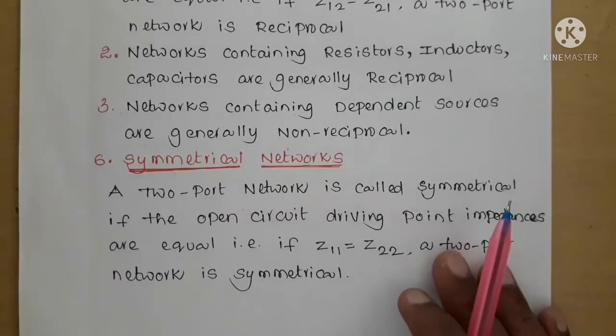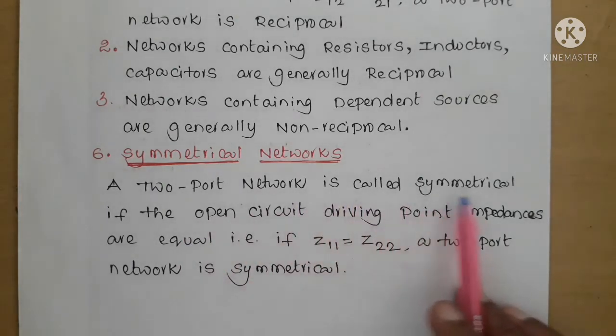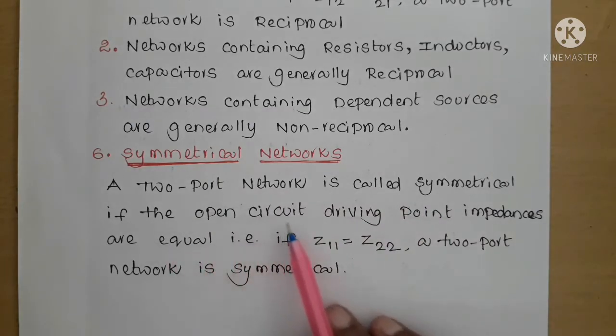Similarly, symmetrical networks. The sixth point is symmetrical networks. We have to say whether the given two-port network is symmetrical or not. A two-port network is called symmetrical if the open circuit driving point impedances are equal. That is, if Z11 equal to Z22, a two-port network is symmetrical. Similarly, based on the Z parameters, if Z11 equal to Z22, the given two-port network is said to be symmetrical.